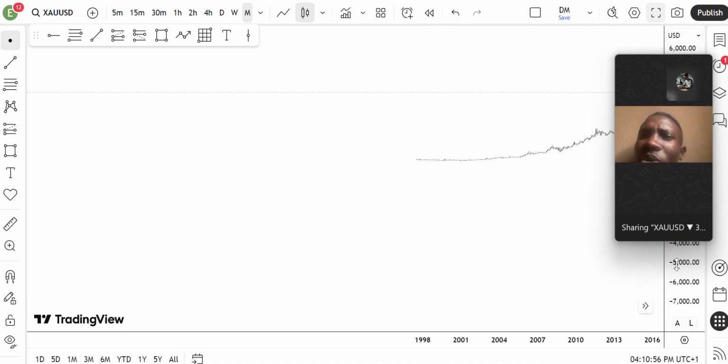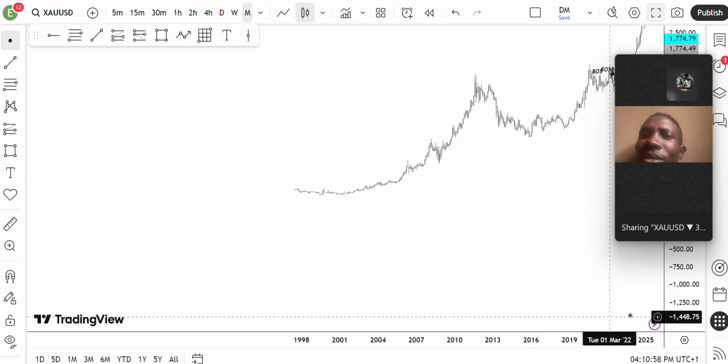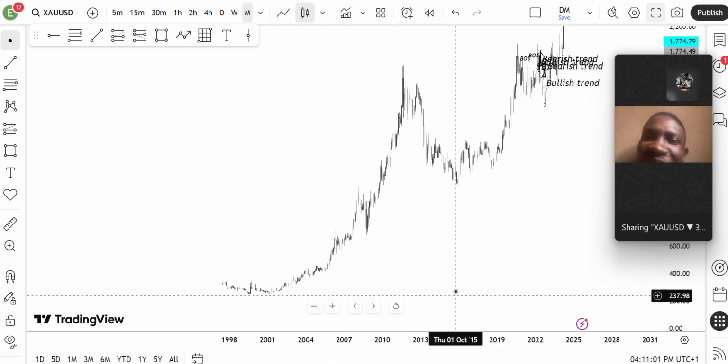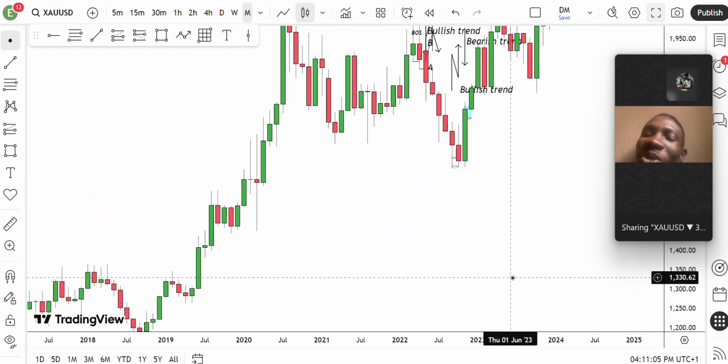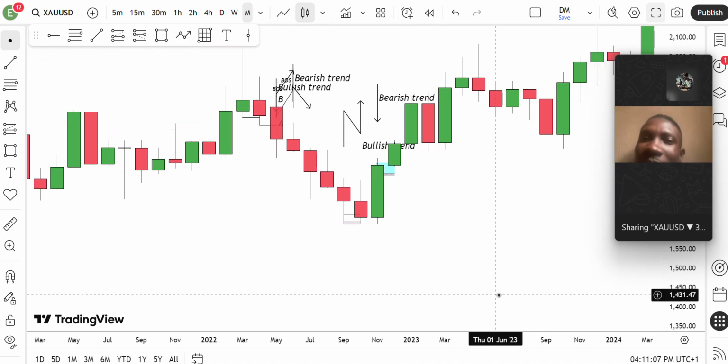So this doesn't work like leverage. I've heard something about leverage. How does that work? This one does its own percentage like this.